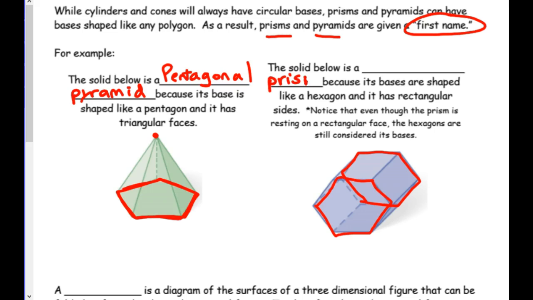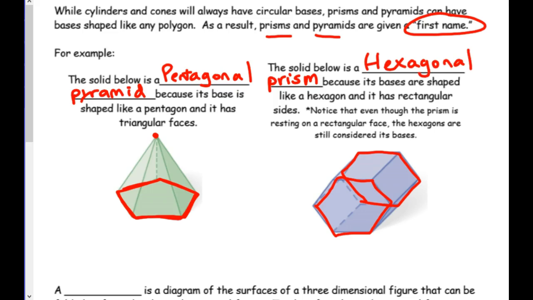All right, so now on the second blank, put a prism. That's fine, but what kind of prism are we talking about? So look at that base shape. How many sides do I have? 6. What do I call a 6-sided polygon? A hexagon. So what am I going to write? Hexagonal. Put a little AL at the end of that. Hexagonal prism.